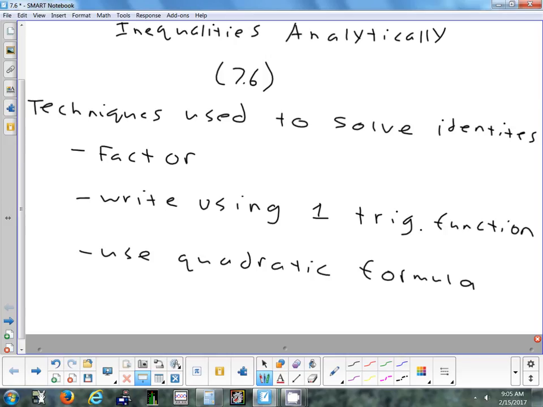So we'll do all three of these things. And sometimes we'll still use the calculator to help us just because we're solving it algebraically. Doesn't mean we can't type things in. We're just not going to be really using graphing at all. So you can use a graphing calculator, but we won't be graphing anything on it.